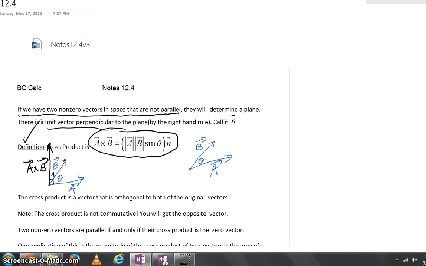The length of vector A cross B, of course, is going to be, you can see, multiplied to this unit vector, the length of A times the length of B times the sine of the angle in between.